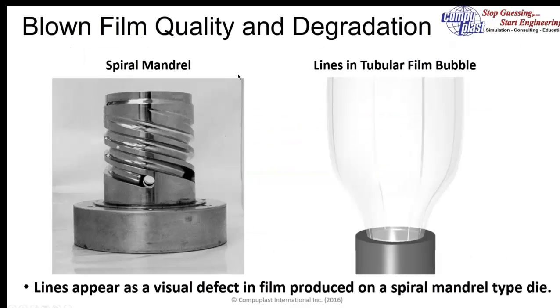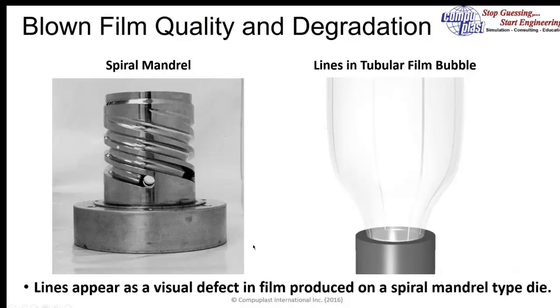The next example is degradation in a blown film application, and it deals with more first quality, and then I'll show you the degradation part. But basically, it deals with a spiral mandrel type distribution system. This is a representation, not the exact die that was used.